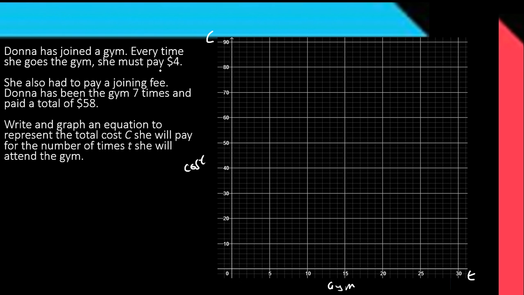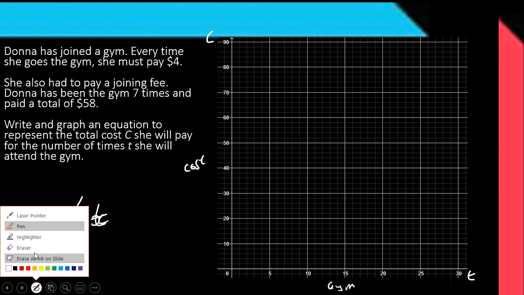So in this question, it says she has to pay $4 every time she goes to the gym. So if she goes once, it'll be 4 times 1. If she goes 5 times, I would do 4 times 5. So that essentially is my slope. It's the rate of change. Every time we increase the number of times she goes to the gym, it will increase by 4. So that is my rate of change. So instead of x, that's going to be t.